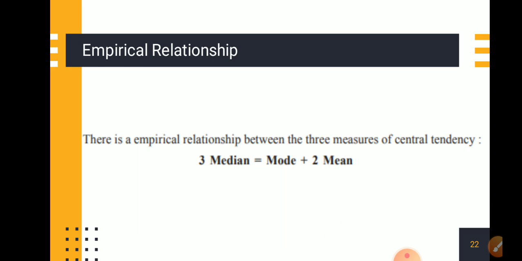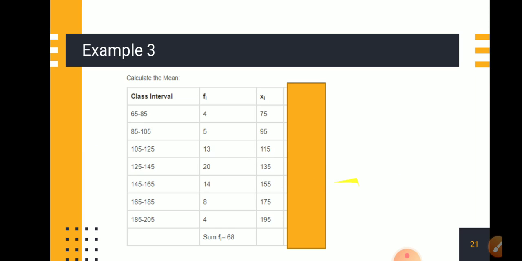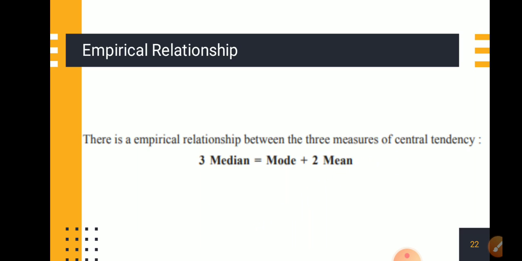Now, to understand the relationship between all three, there is an empirical relationship, which is 3 median is equal to mode plus 2 mean. So there are questions where you have to find out mean, median and mode. So you can find out two, and the third one you can calculate using the formula. So you can calculate any of these using the formula.